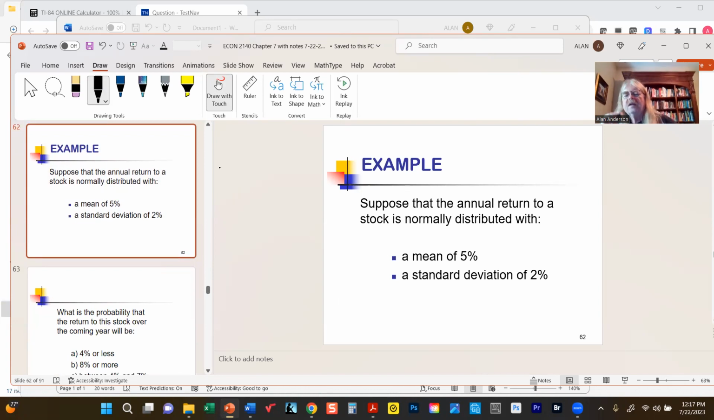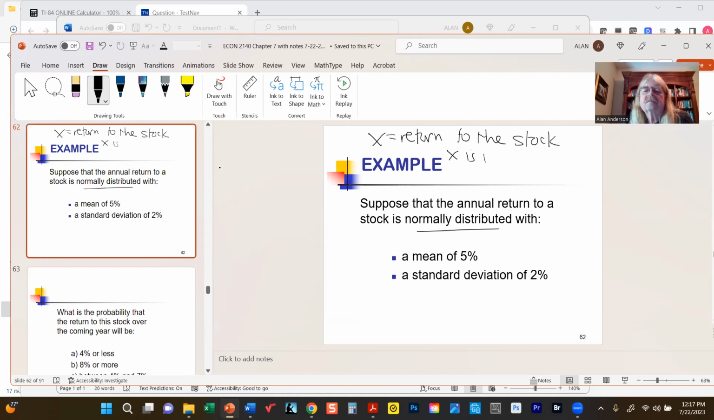Now, this is a normal random variable. We have an experiment that consists of observing the returns to a stock. And of course, returns are percentages, and they can have a fractional component. So the number of returns that a stock can have is literally infinite. So we're going to say that X is the return to the stock. And we're assuming normality. Without that, all of this goes out the window. X is normal. That's got to be there. If it's not normal, then we're just wasting our time here.